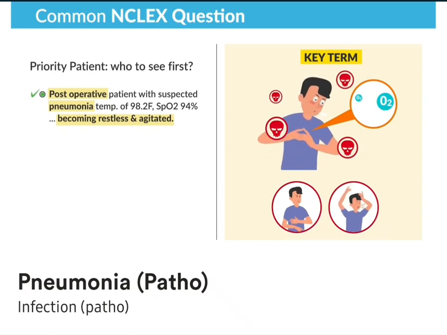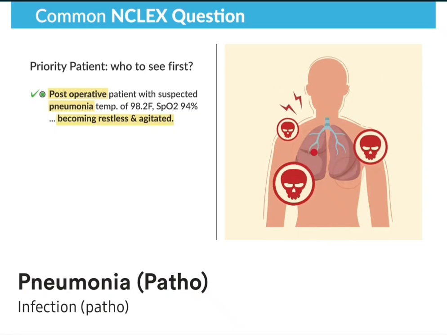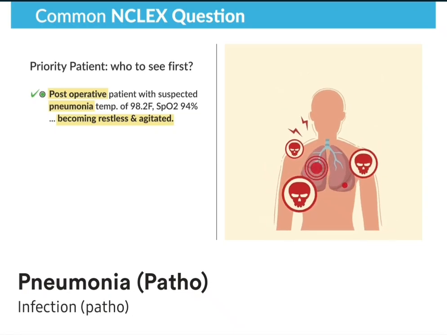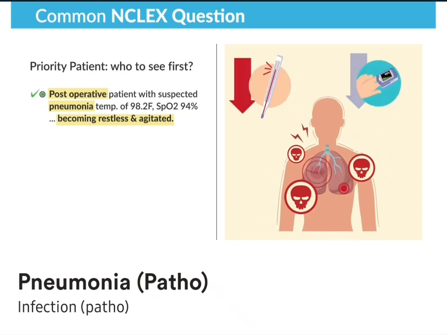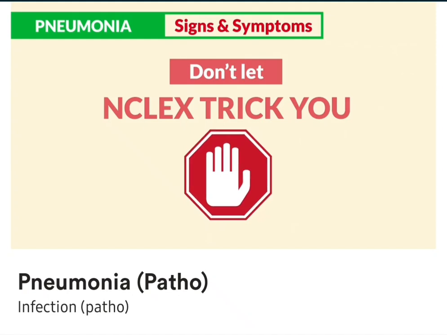So anytime you see the word post-op or post-operative, you must think the worst case scenario for priority patients is acute respiratory failure, even if the temperature is not elevated and the oxygen saturation is not drastically low. So just look for the key terms, restless and agitated. Now, don't let the NCLEX trick you here on select all that apply questions.